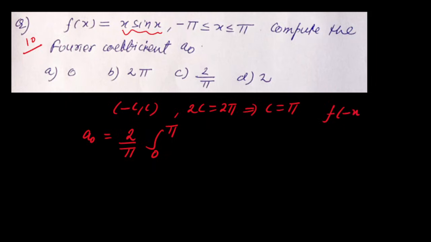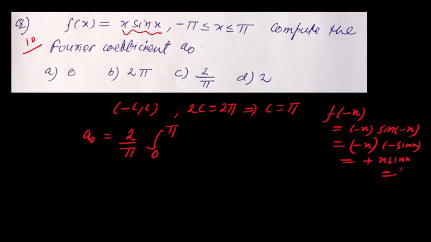Because if I write f of minus x, I will get minus x sine minus x. And minus x and sine minus x: sine minus x is minus of sine x. So if you multiply minus x and minus sine x, I will get plus x sine x, meaning I will get the same function, that is equal to f of x, right? So I can write just the function x sine x, and I can integrate it. So how do you integrate?